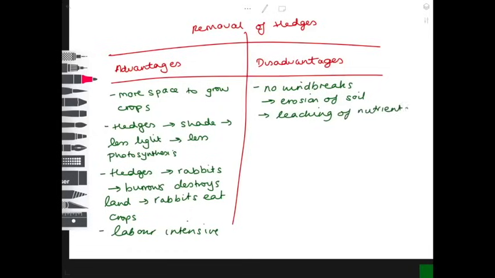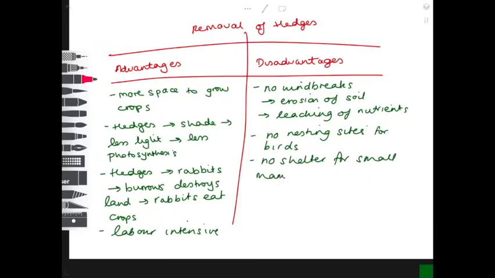Hedges also provide a great habitat for many animals, for many bird species, so we lose nesting sites. And coupled with that is no shelter for small mammals. And then lastly, the leaves which fall from the hedges may be cycled into the soil, adding nutrients, so we have no nutrient cycling if we remove our hedges.